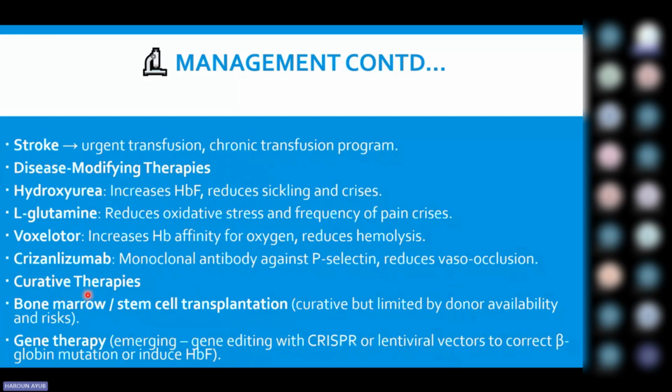Curative therapies will be bone marrow or stem cell transplant, so that they are now able to start producing normal hemoglobin. This is usually limited by donor availability and the risks of that particular procedure. Gene therapy by gene editing. So we have the CRISPR. It's being used in studies, especially in the UK and US.